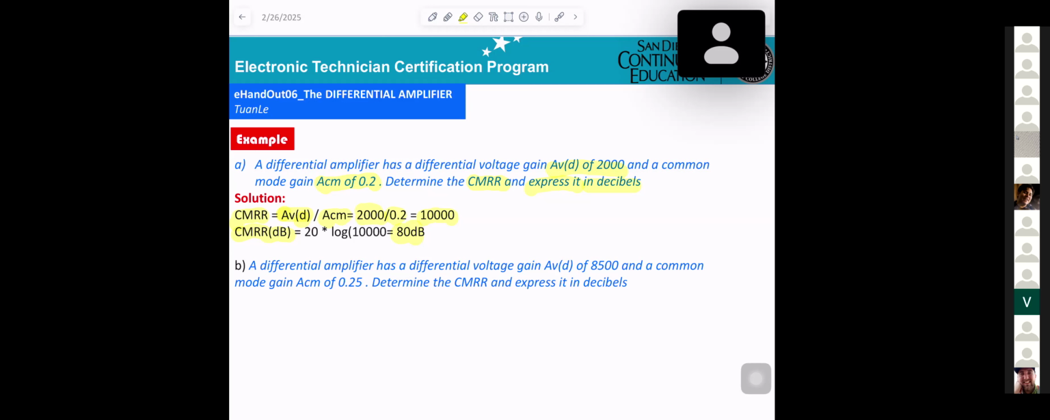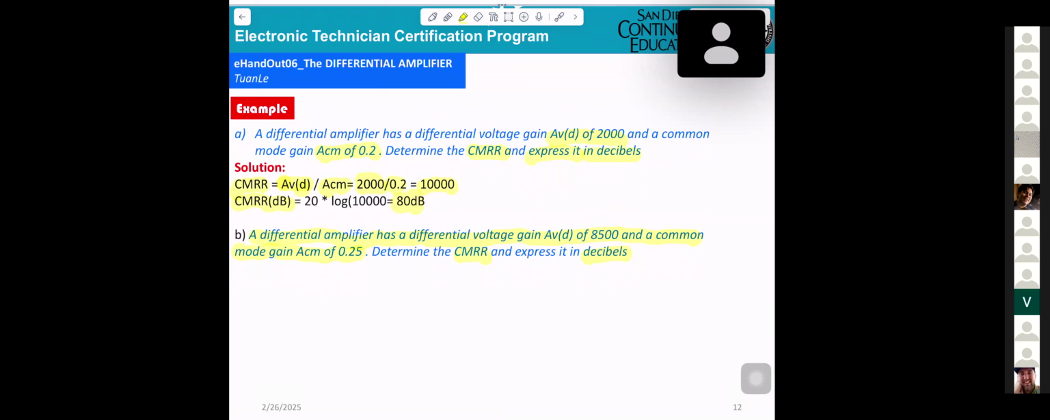Now what I want you to do is work through another example for me. Go ahead and give me the answer. That's very, very simple. Just apply the formula.